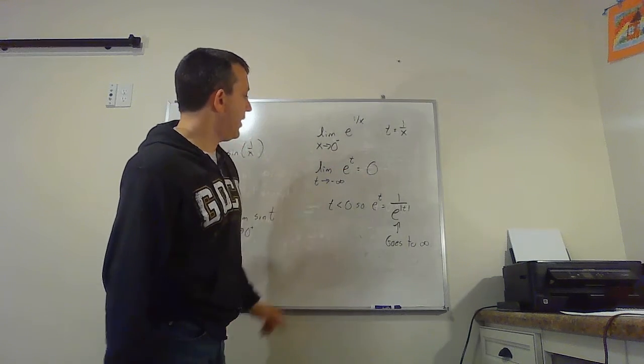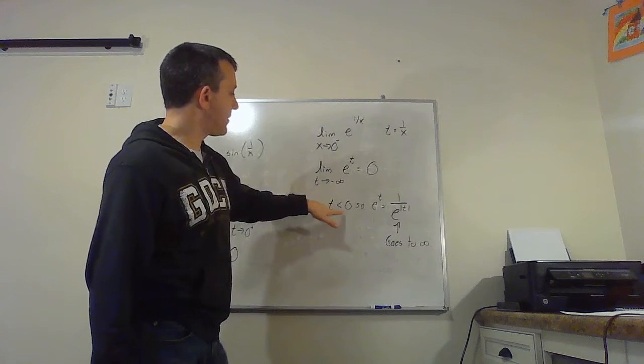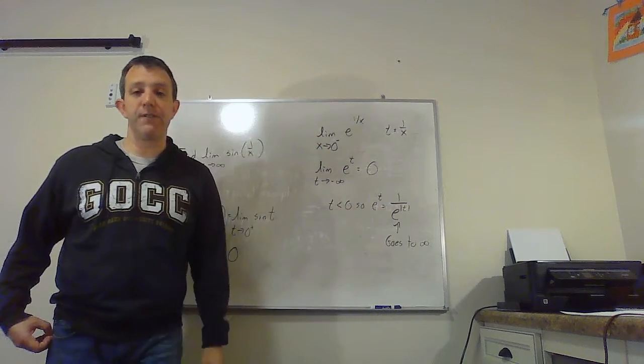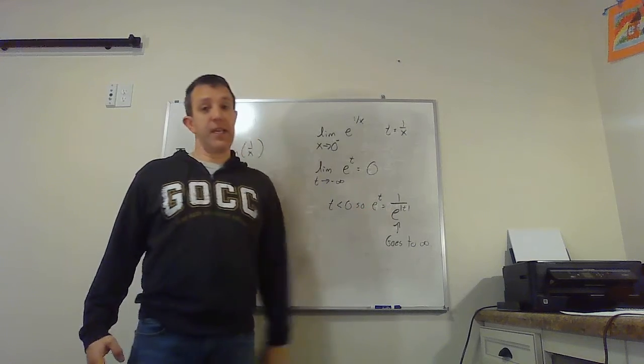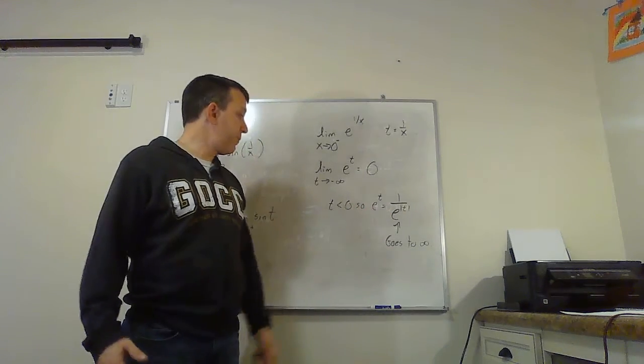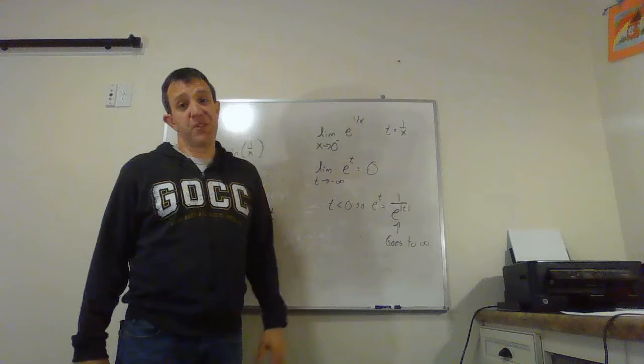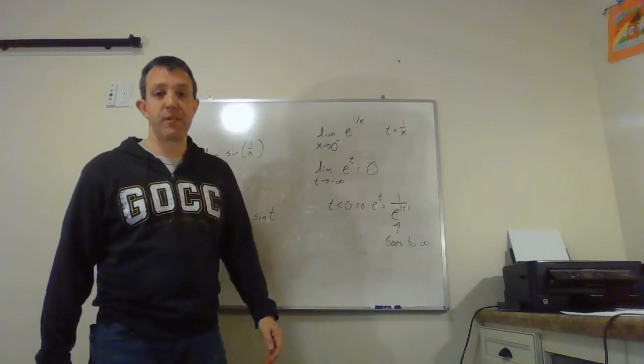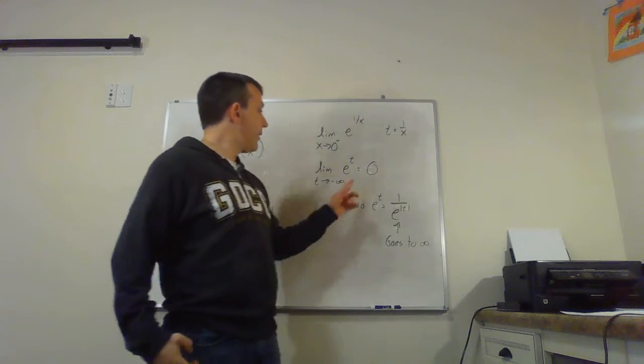We can show that. But basically, if t is less than 0, e to the t is the same as 1 over e to the absolute value of t. And what happens to e to the absolute value of t as |t| gets big? Well, it goes to infinity, and 1 over anything that goes to infinity is always just going to be a limit of 0. So there we go.